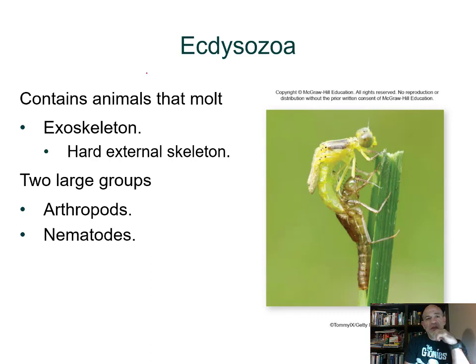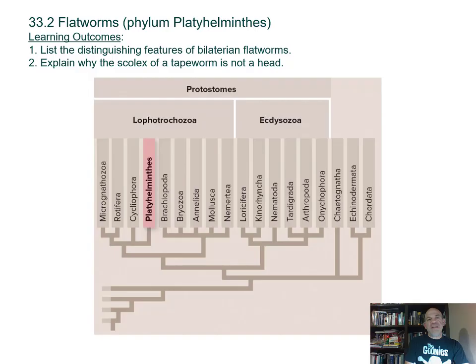adult. The Ecdysozoans, there's two major groups we're going to be looking at here that molt and that are covered by this chapter. We're not going to look much at some of the other groups that are listed in there. The arthropods, which include these insects, and then the nematodes, which are called roundworms. The first phylum we're going to look at in this chapter is called the phylum Platyhelminthes, and helminth means worm, and platy means flat.